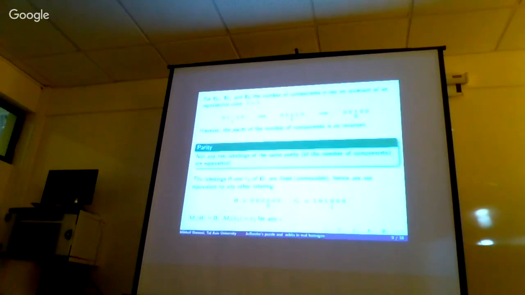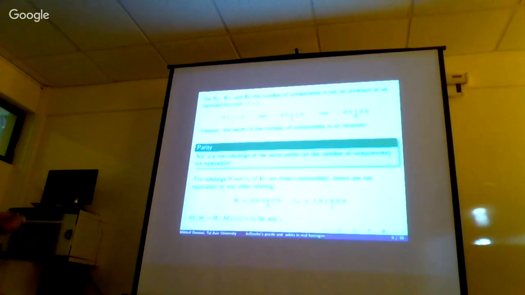Now, however, it is not true that every two labelings with the same parity are equivalent. Look at the labeling 0. You cannot change it. It's unmovable. It's fixed. Now, this labeling, let's call it L3 because it has 3 ones, is also fixed. Look, this one has an even number of neighbors with 1. It cannot be changed. This 0 also has an even number of neighbors with 1. And the same for this one, so it's also fixed. Mi of L3 is L3, and Mi of 0 is 0 for any i.